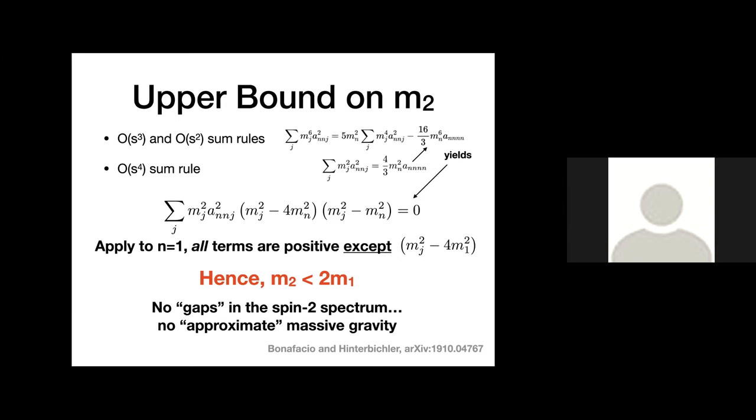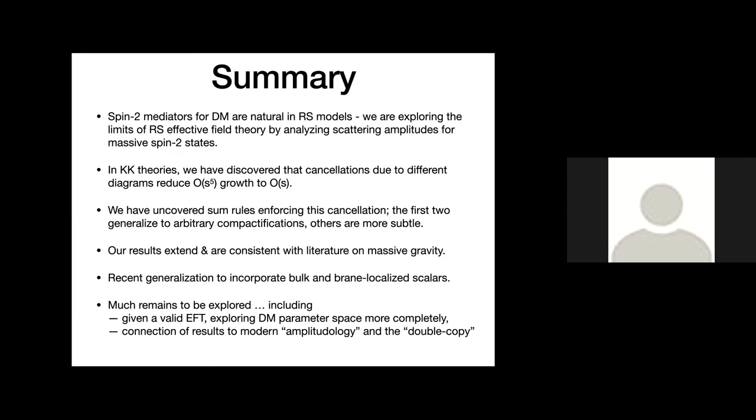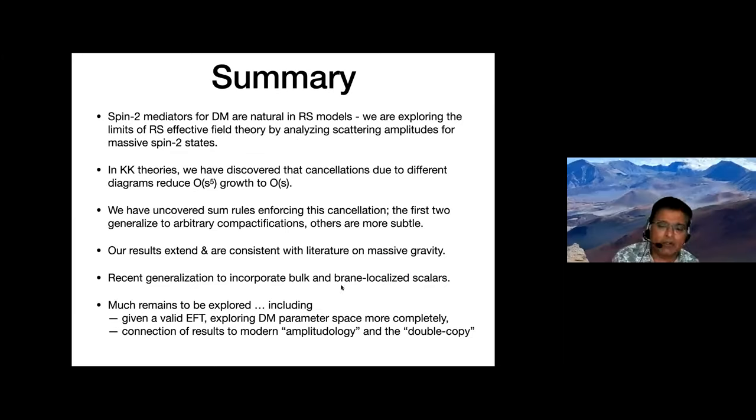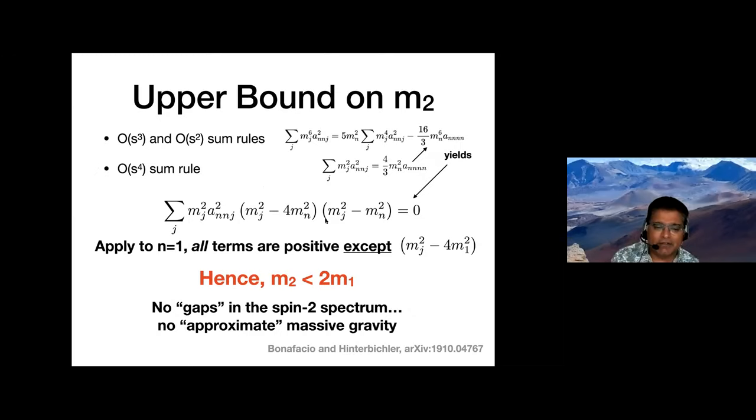How does it cancel if M2 is 2M1? Then there's one term. Everything's zero. Everything turns out to be zero. This one cancels for the lowest one. This one cancels for the next one, and everything else is zero because of KK momentum conservation.